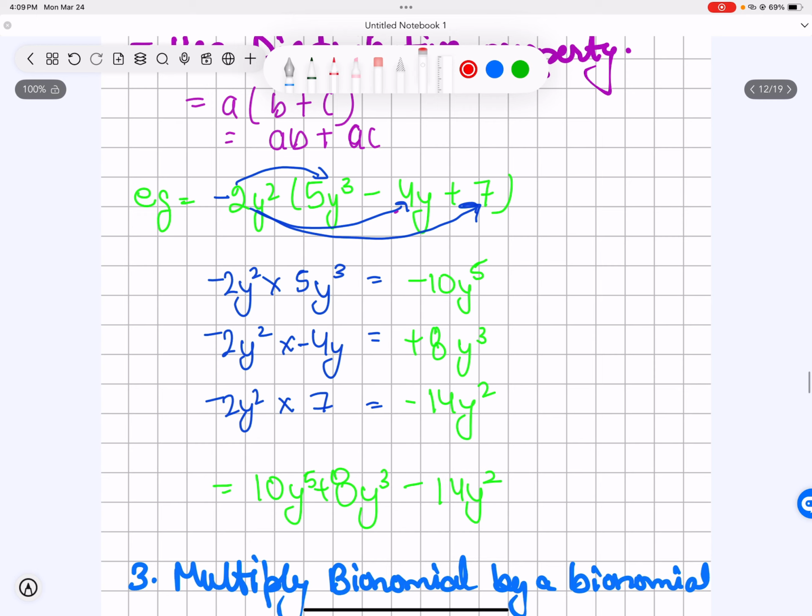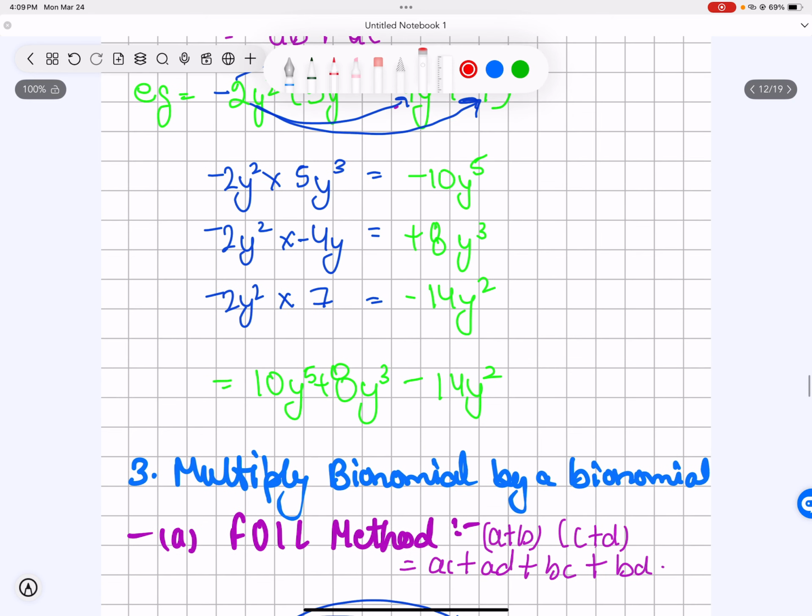And then again I multiply 2 into 7 here. It would give me minus 2y squared into 7 is equal to 14y squared, because 7 has no variable or exponent value, so we just multiply the coefficient by coefficient. So in the end we get minus 10y to the 5 plus 8y cubed minus 14y squared. That is our final answer.